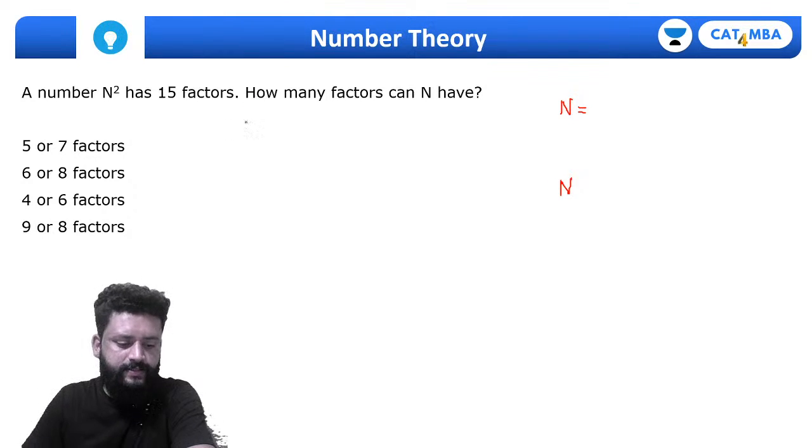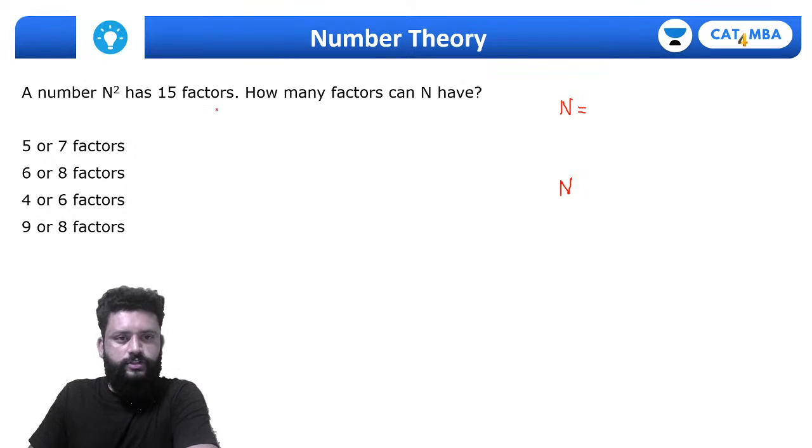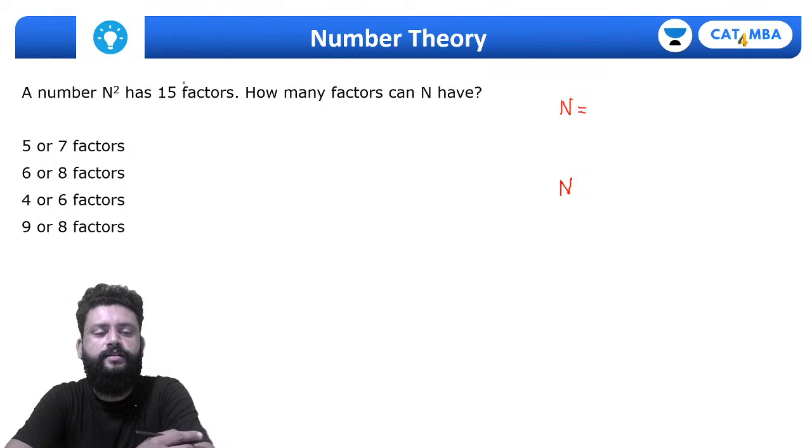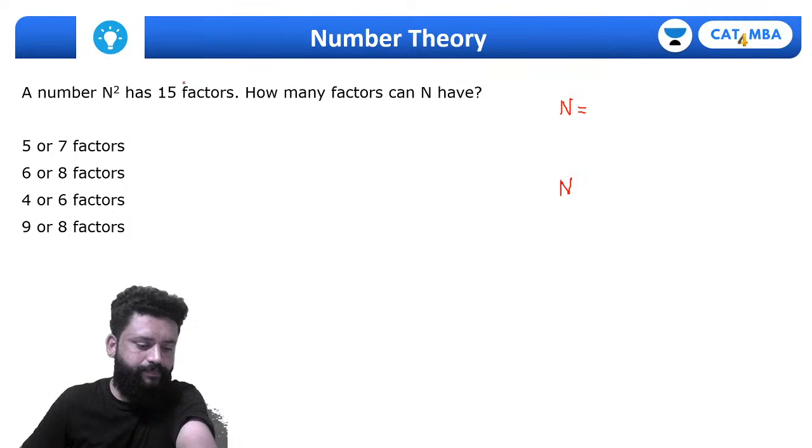Is it 4 or 6? Okay, Jagdeep got it. Answer option 3. Okay, let me check. N square has 15 factors. No, it is not C. Jagdeep, it is not C.